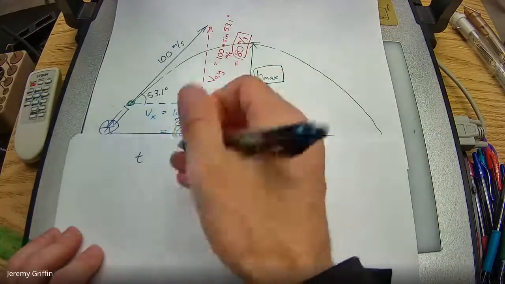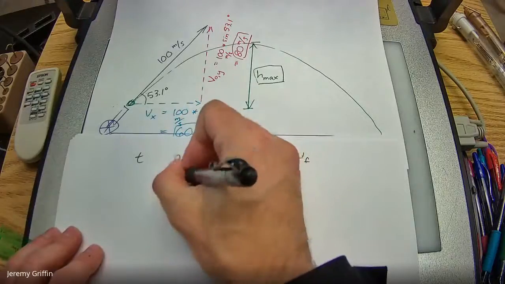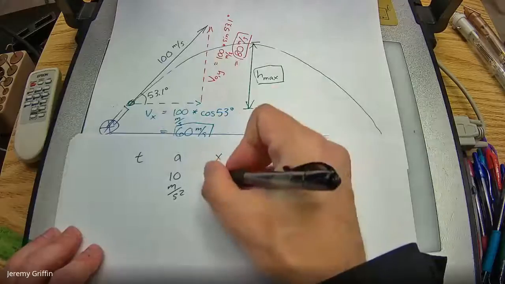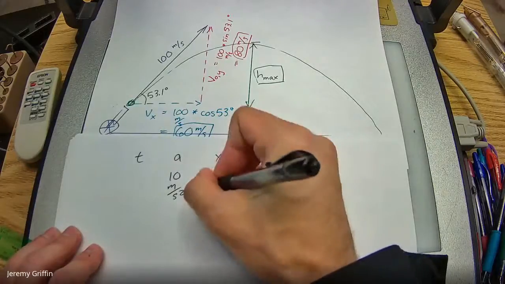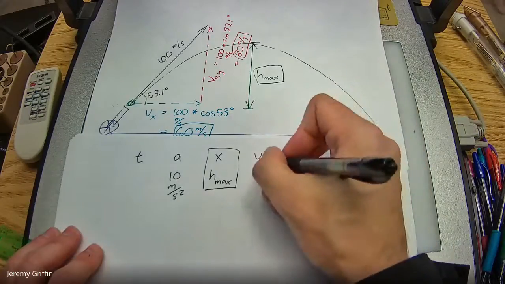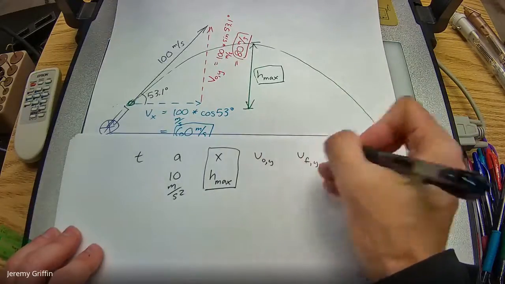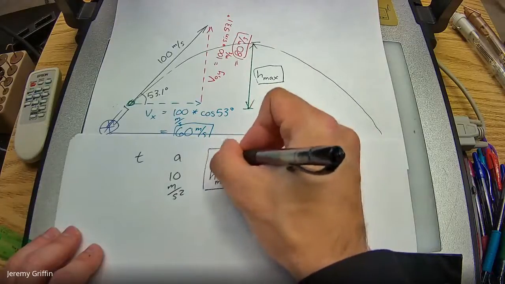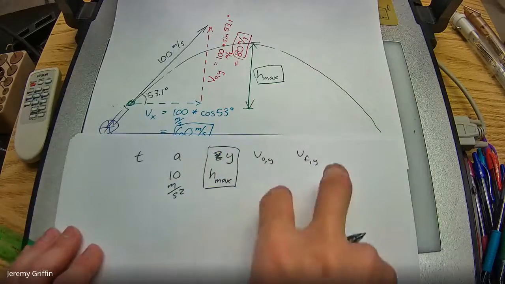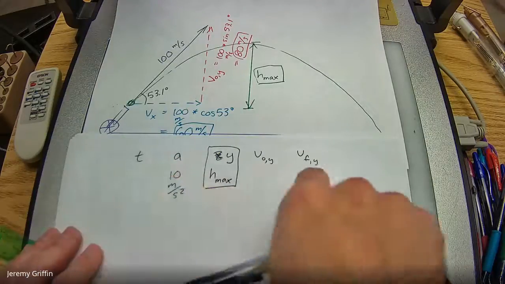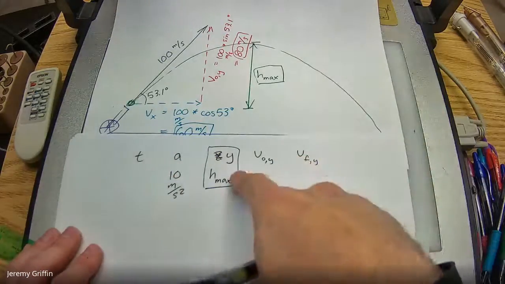Now, acceleration is g, which is 10 meters per second squared toward the ground. We're trying to figure out h max. This is our unknown value. These are really all in the y direction. Maybe I shouldn't say x, maybe I should say y. Anytime you see x horizontal, y is vertical. It's the same idea.